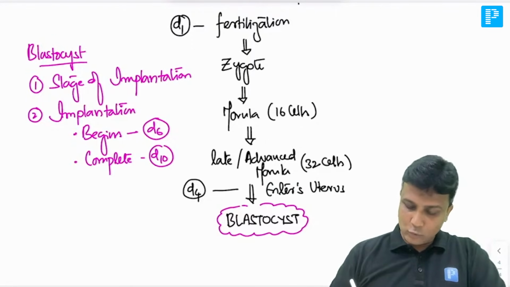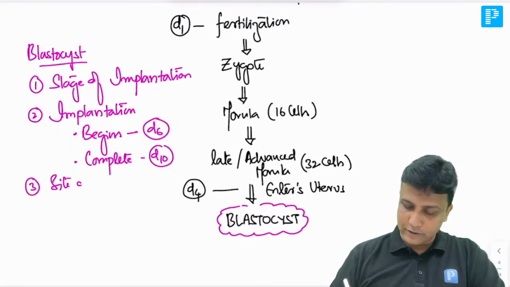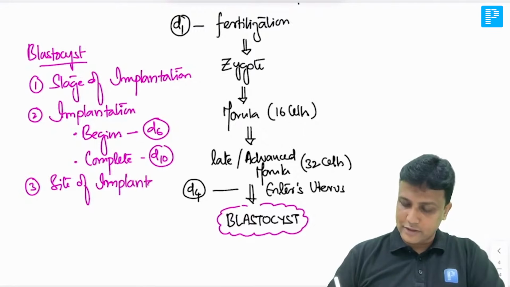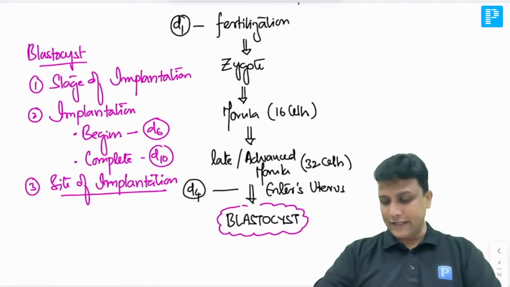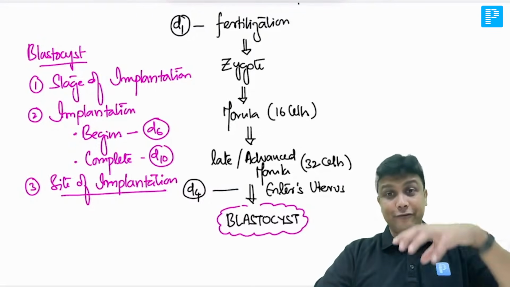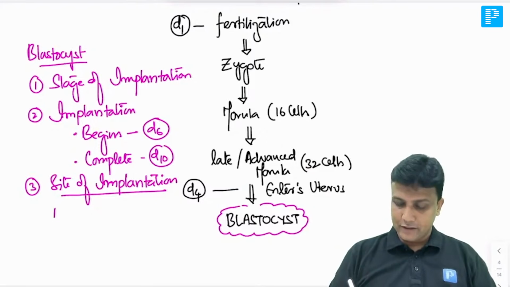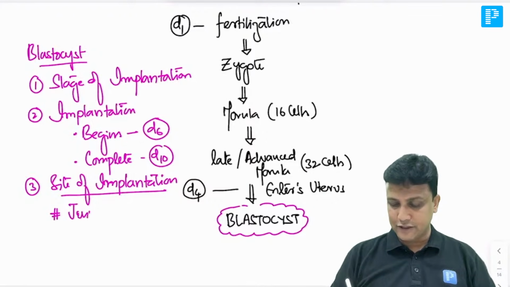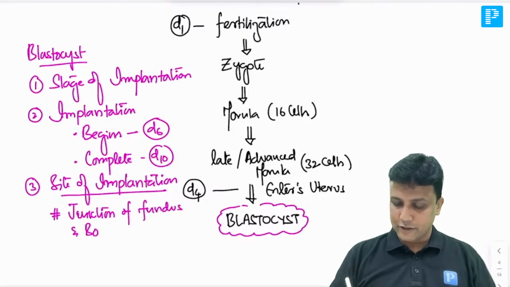Fine. And then where exactly will implantation occur? You also have to remember the site of implantation. Can anyone tell me what is the site of implantation, my dear friends? Where exactly will the implantation occur? Remember, implantation will occur exactly at the junction of fundus and the body of the uterus. So what is the exact site of the implantation? At the junction of fundus and body of uterus, on which wall? On the posterior wall. That is extremely important, my dear friends.